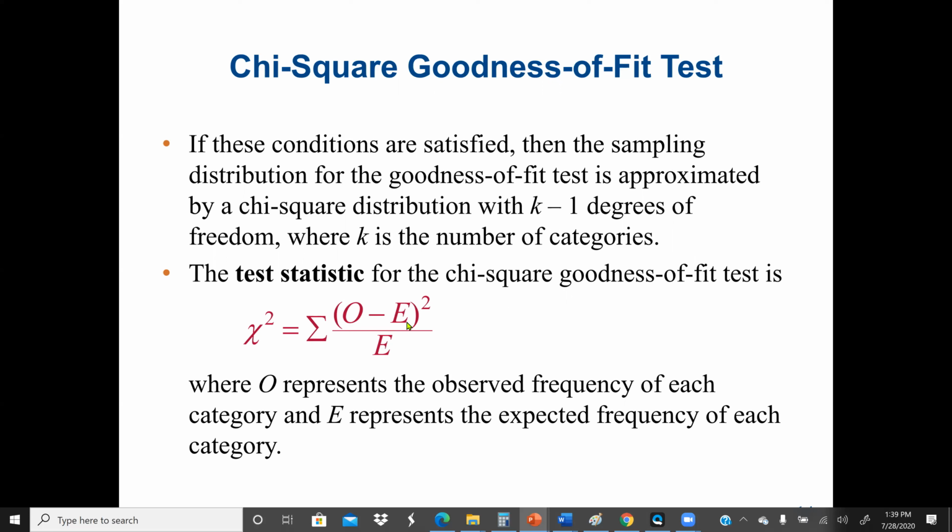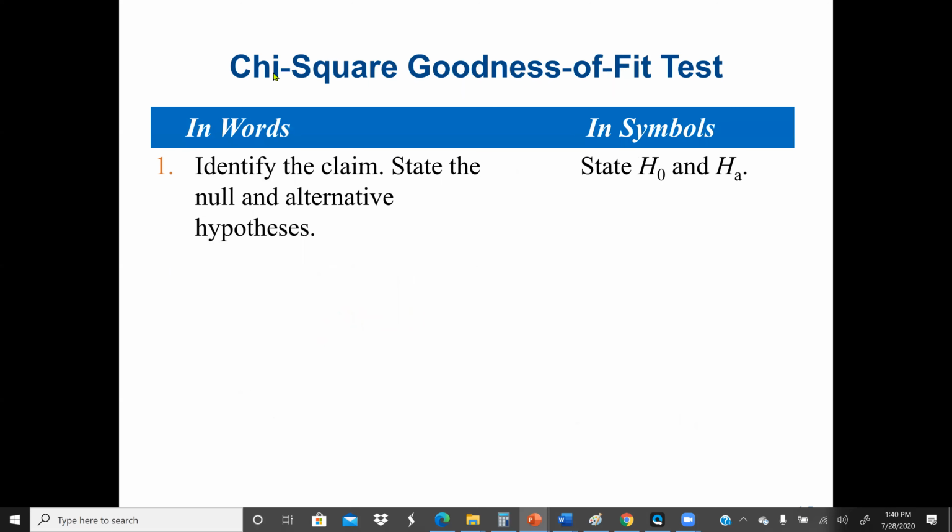The reason the summation symbol is here is that, for example, in the music data we have 6 categories. So we find the test statistic for each category, then add them up. It will be O1 minus E1 squared over E1, plus O2 minus E2 squared over E2, and so on up to 6. Again, we're going to see an example in a few minutes. So those are the steps for the chi-square goodness of fit.